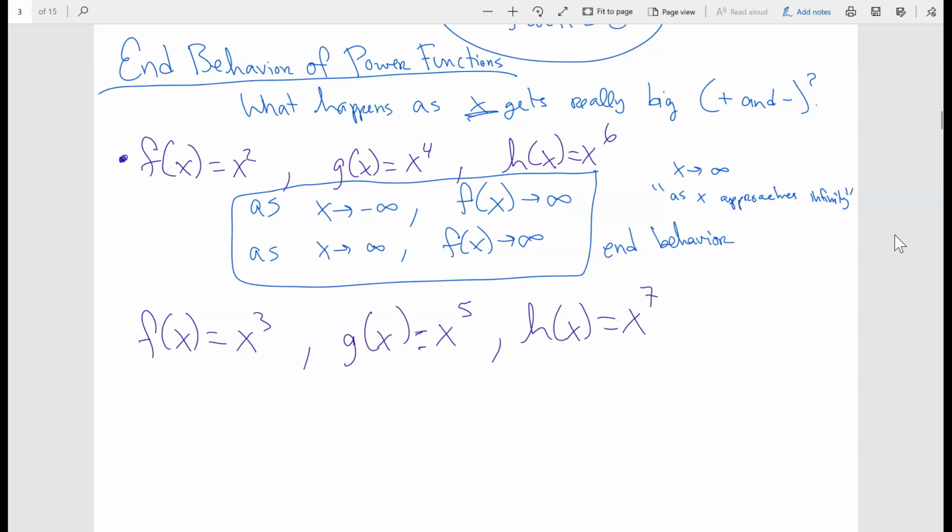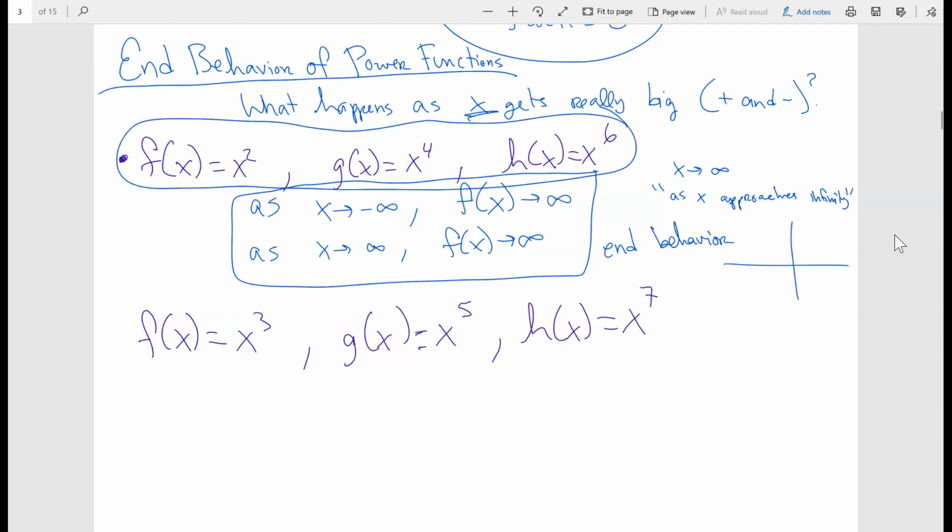Whenever I say find the end behavior, this is basically what I want you to write down. Okay, so as x goes to negative infinity, f of x goes to positive infinity. As x goes to positive infinity, f of x goes to positive infinity. So this is saying that if I have something that looks like this, you're always going to get something that goes upward like that.